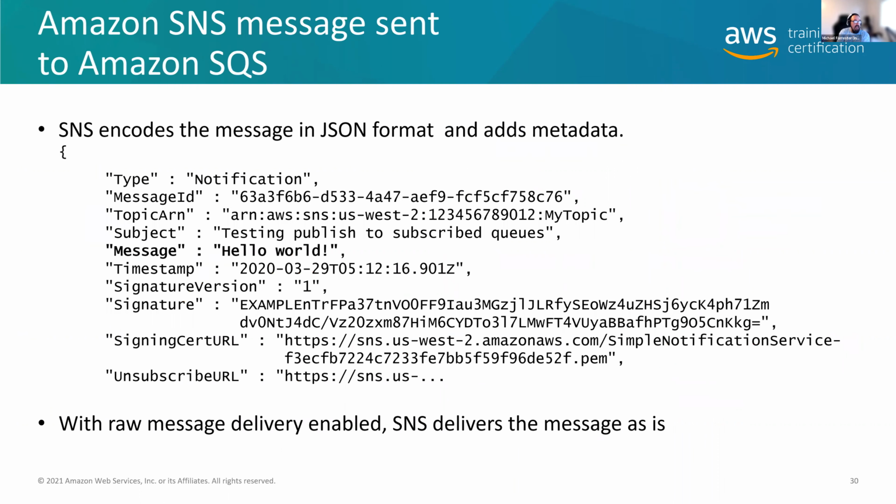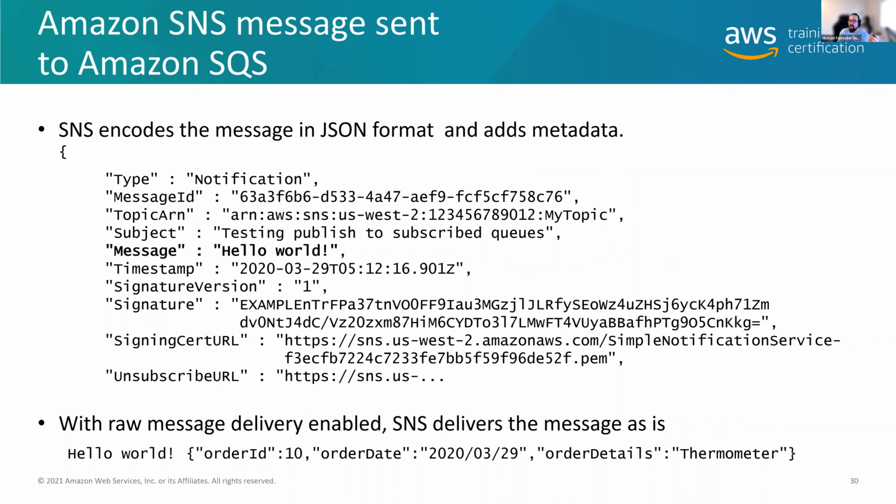Now, SNS is going to encode the message in JSON format and add metadata. You can also just send it as a raw message if you don't want to send it as JSON. So by default, it's going to encode it as JSON and you're going to put the metadata in there. But you can, again, send it raw if you want to. This might be useful if most of your subscribers are email, right?